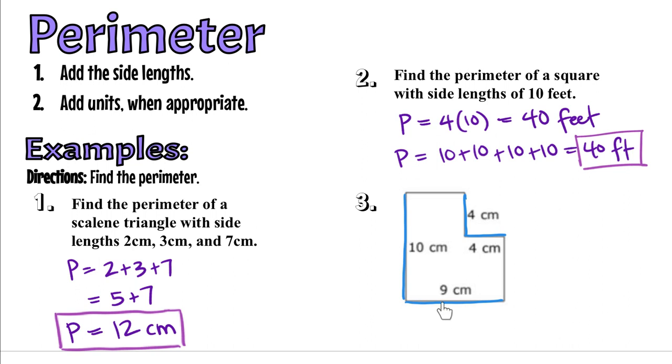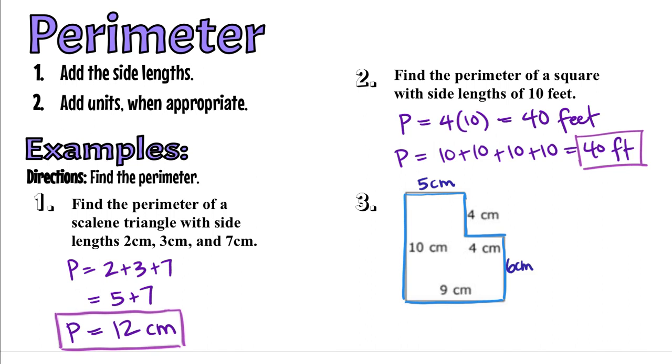So if we know that this side length down here is 9 centimeters, and we also know that this is 4 centimeters, then we can subtract the 4 from the 9 to determine that this length here is 5 centimeters. So now we know this side length, and we still have one remaining missing side length here. So again, we're going to use the fact that we know this side length here is 10 centimeters, and we know this space here is 4, so we know that this is the difference between 10 and 4, which is 6. Now we have all of the side lengths, so we can add them all together to find the perimeter.